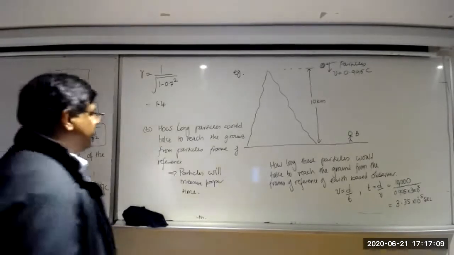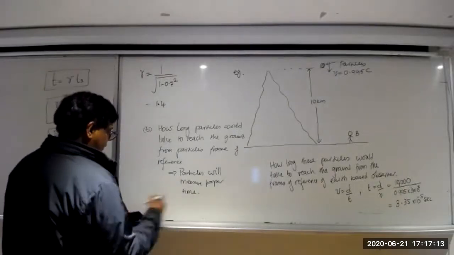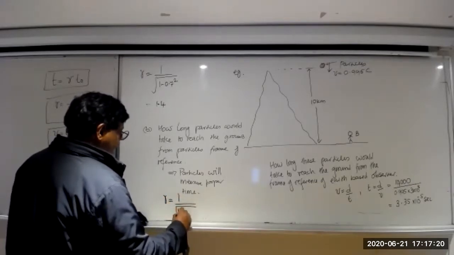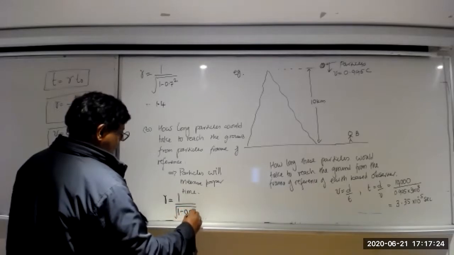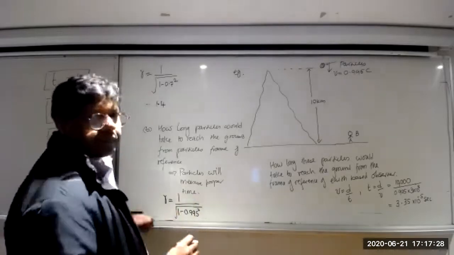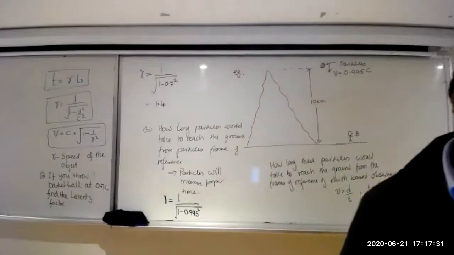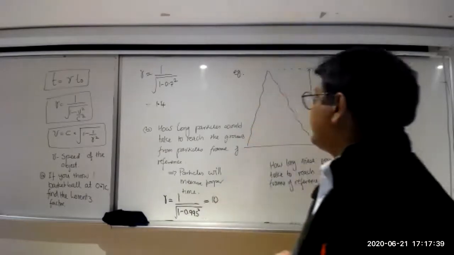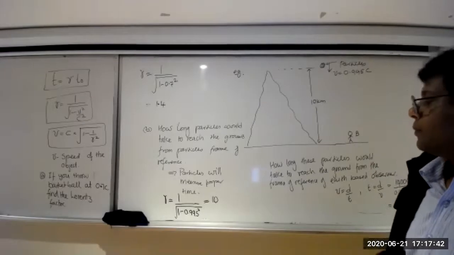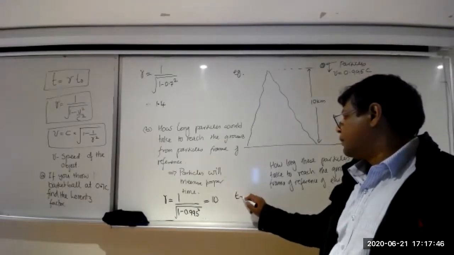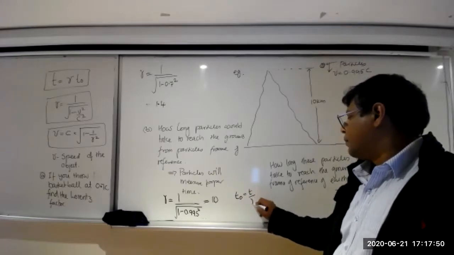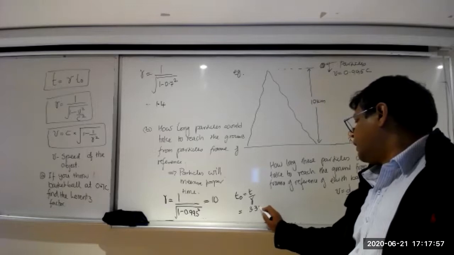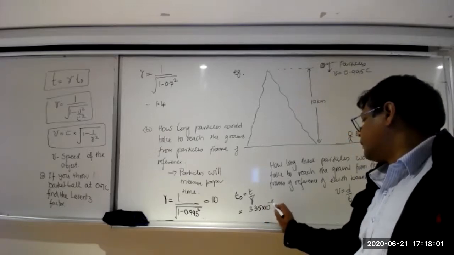Okay. What do you guys get for the gamma? I got 10. 10, yeah. Copy the number, not beta. So what would be the proper time? Proper time is always shorter. It's going to be 3.35 times 10 to the power negative 6 seconds.